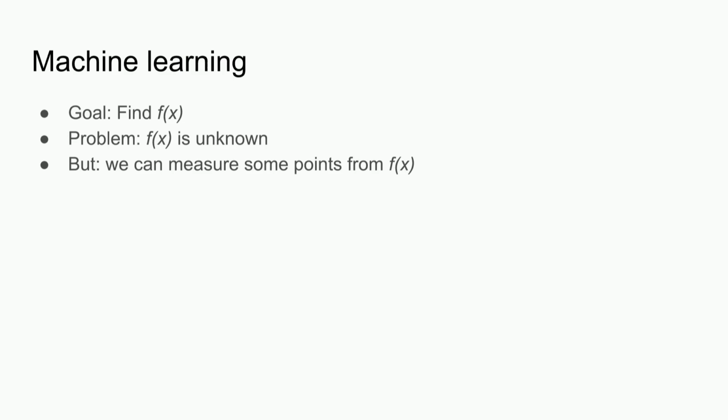So the goal in machine learning, especially supervised learning, is that we're trying to find some algorithm which will give us a g of x to approximate f of x. So we're not going to be able to find the true function, but we want to find something close to it.